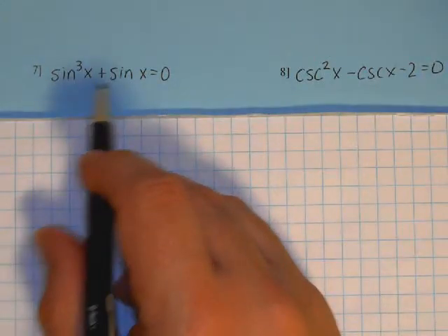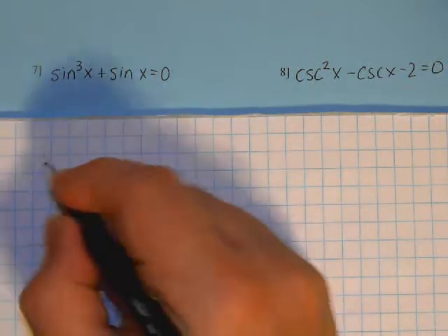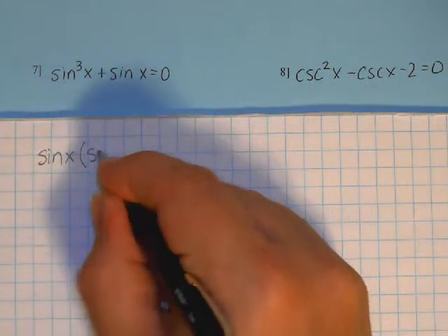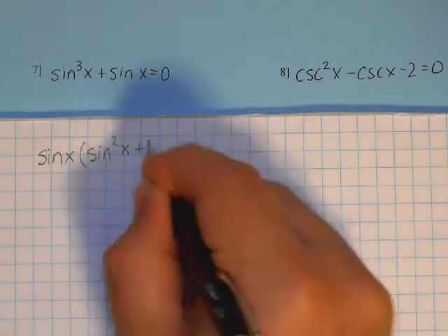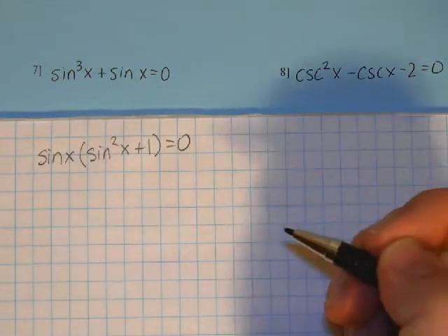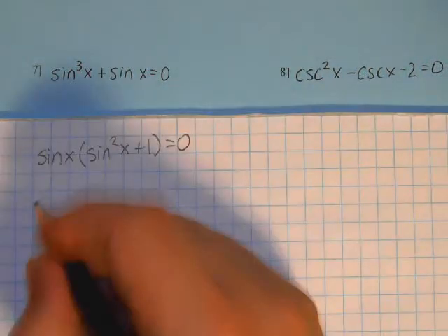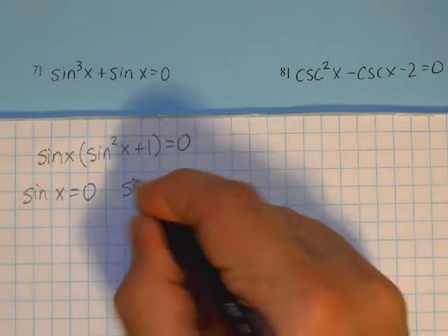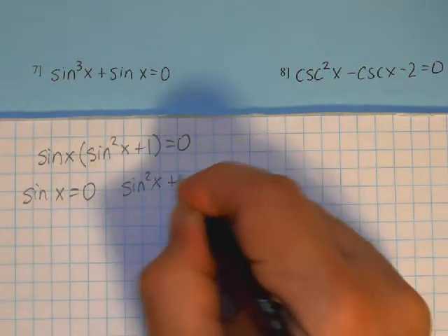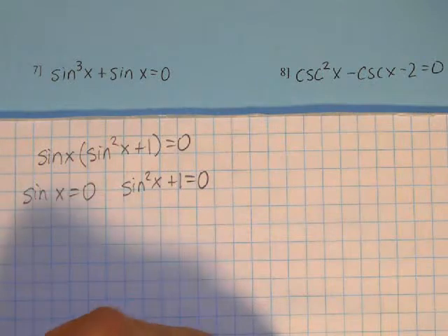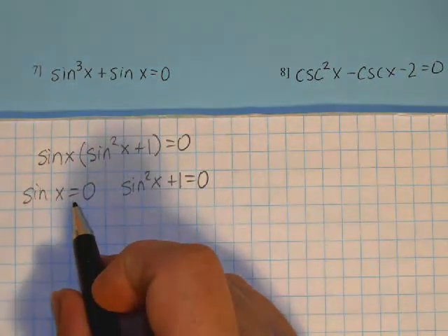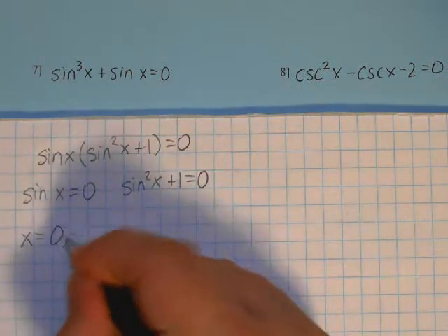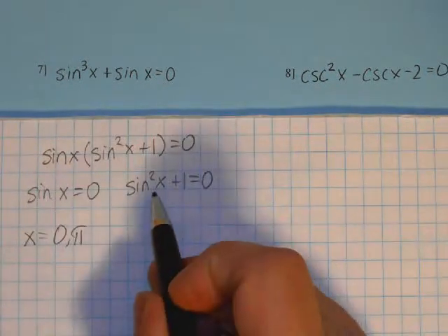Number 7. We see we can factor out a sine x. And now we can set each factor equal to 0. So for sine x equals 0, we solved that from above. Sine is 0 at 0 and pi.